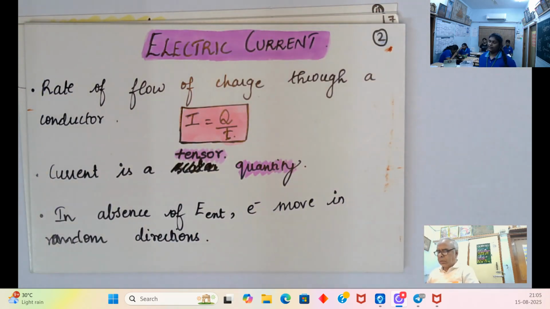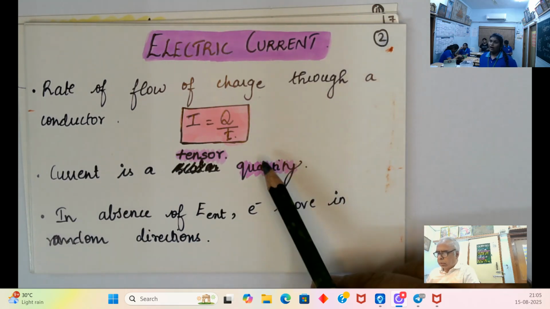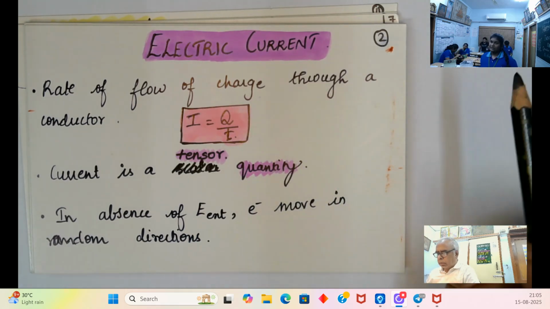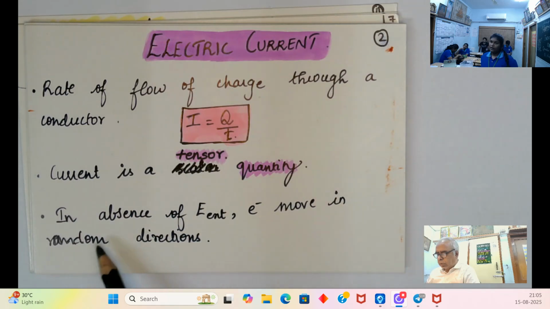So first will be electric current, which is nothing but the rate of flow of charge through a conductor. I is equal to Q by t. Then current is a tensor quantity. In absence of external E, electrons move in random directions.